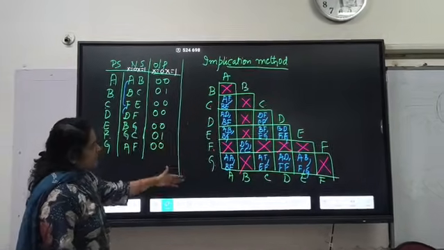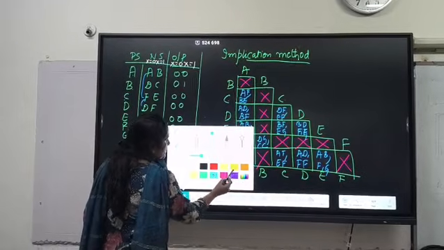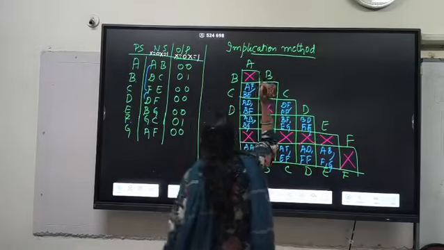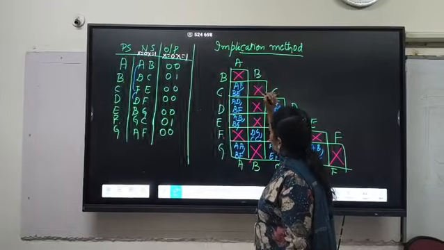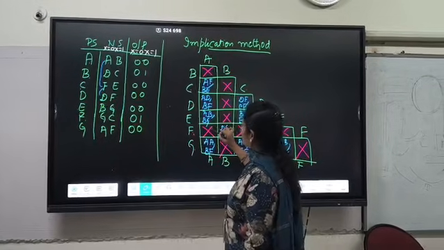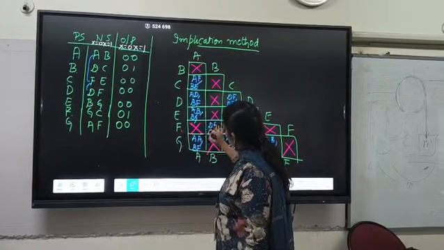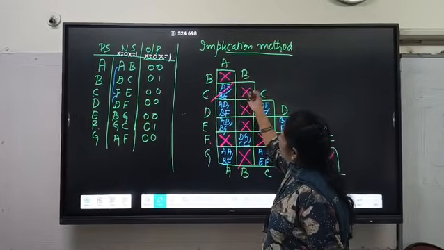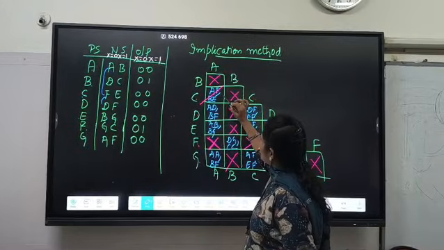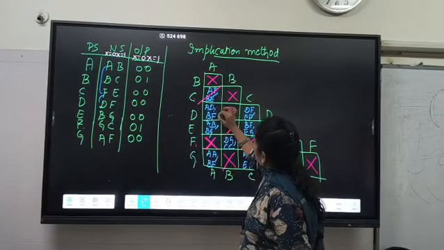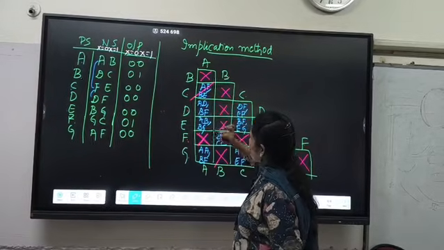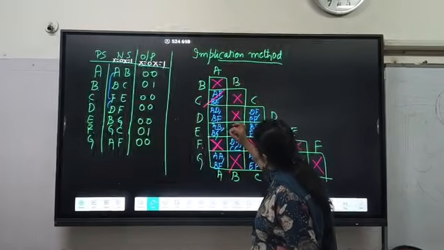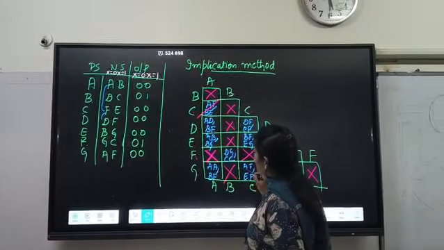Now you have to go on checking whether the transitions are valid or not. If I check this A to F, I have to go to that location of A to F and check. In this location you have a cross, which means this is not valid. You need not check the second one if the first one itself is not valid. Next, go to AD. A to D is this cell itself, so it is valid. Now you have to check B to F also. B to F is also valid.